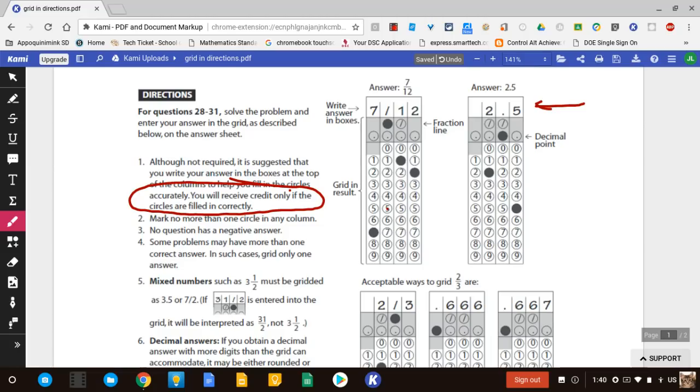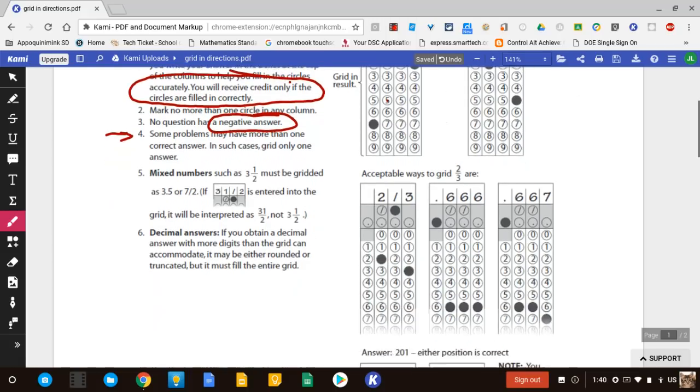No question has a negative answer. So if you get a negative answer for one of these bubble-in grid questions, go back and check your work, because it's going to be wrong. It's not going to be negative. We're going to talk about number 4. Some problems may have more than one correct answer. You can only grid one if that's the case.